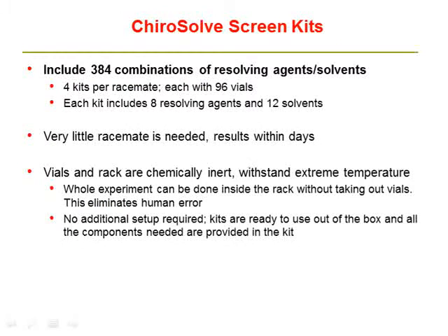ChiroSolve screen kits offer 384 combinations of resolving agents and solvents, 4 kits per racemate, each with 96 vials. Each kit contains 8 resolving agents and 12 solvents. You get very quick results. Method development is done within a matter of days.